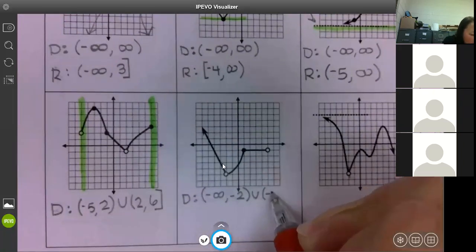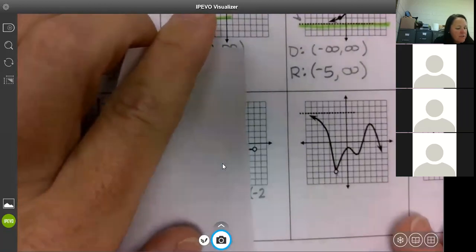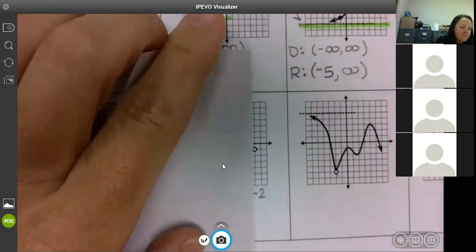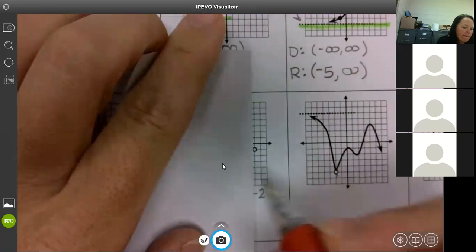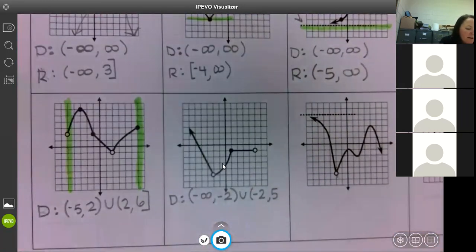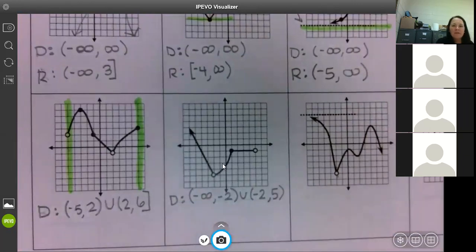We pick right back up at -2, and we go and go and go and go until we see this hole. Where's this hole? 5. At 5. Do we open it or close it? Parenthesis or bracket? Parentheses. Open, so parenthesis, perfect. Any questions on your domain?